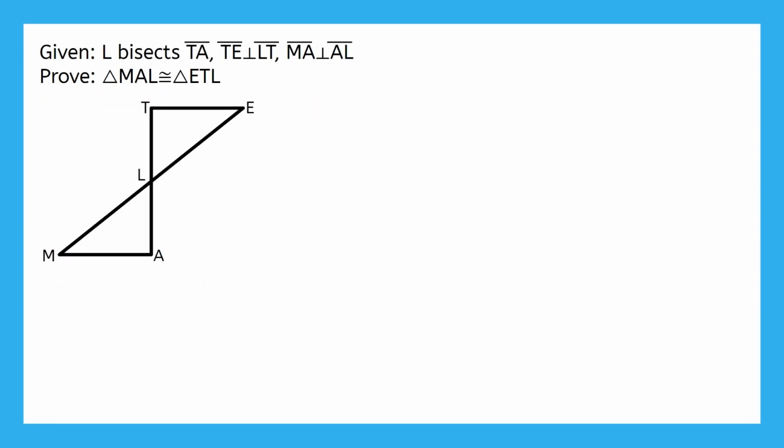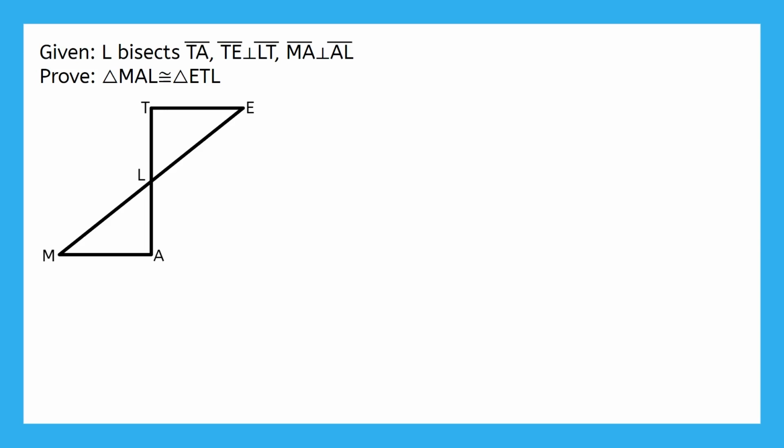Here's our very first triangle proof. It says, given that L bisects segment TA, segment TE is perpendicular to segment LT, and segment MA is perpendicular to segment AL, prove that triangle MAL is congruent to triangle ETL. We also have a picture here with two triangles that have one shared vertex.